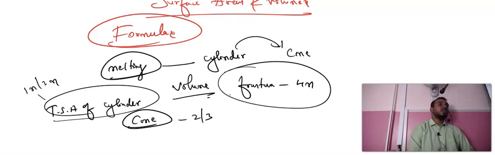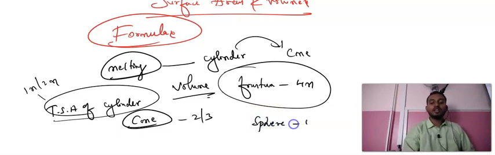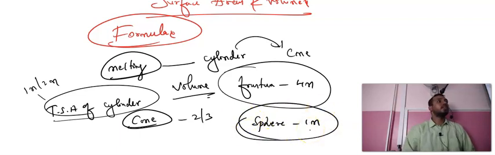Hardly you have 2 to 3 problems based upon the frustum of a cone. You can try based upon frustum. Based on sphere or hemisphere, you can expect around 1 mark questions. For example, if the radius of the sphere is 3 centimeter, then find the surface area of the sphere. Understood? What is the surface area of the sphere? 4 pi r square. He has given r as 3 centimeter. Just substitute 4 into 22 by 7 into 3 into 3. Directly substitute. Find the value.